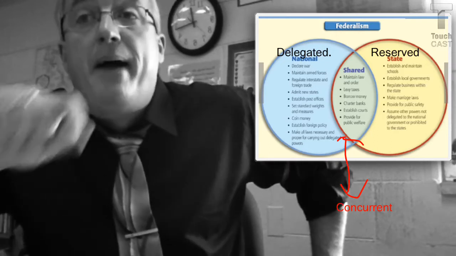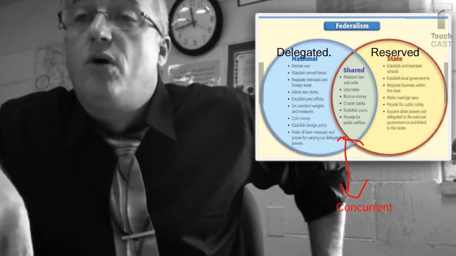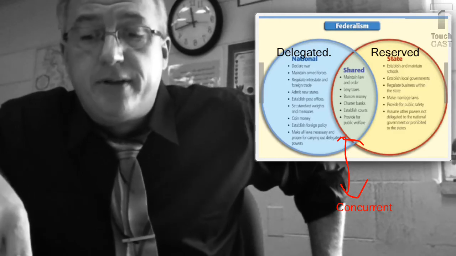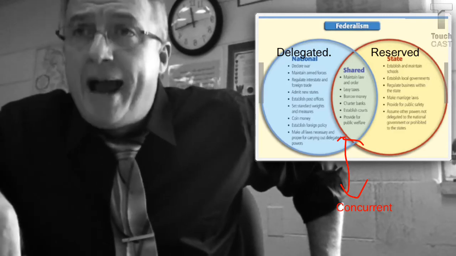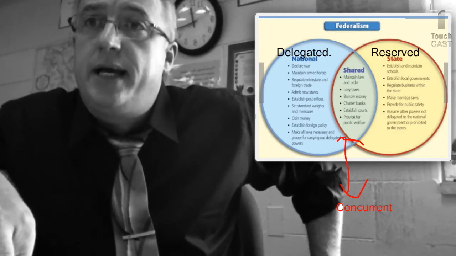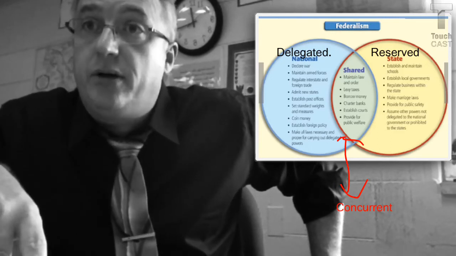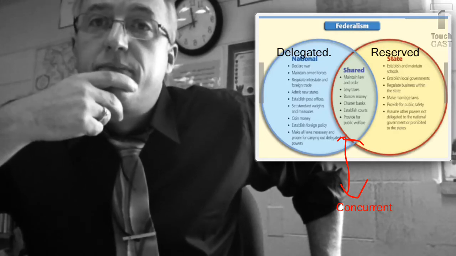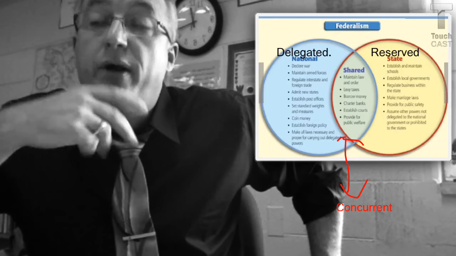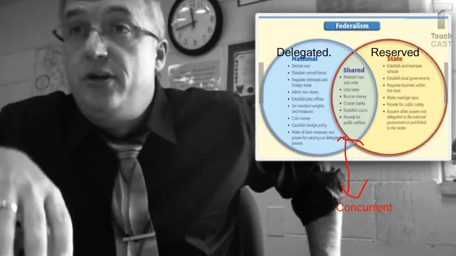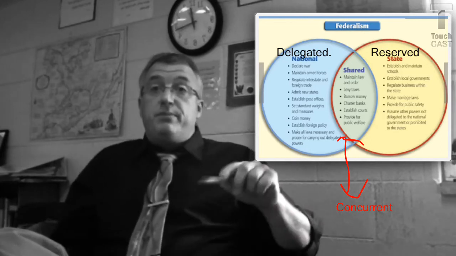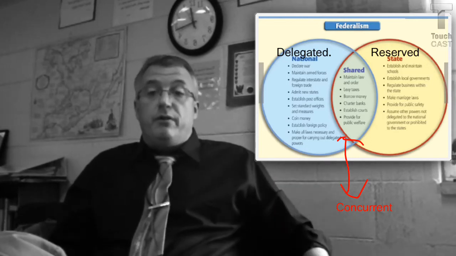All right, the powers kept by the states are called reserved powers. We reserve those powers for the states. These are things like marriage, driver's licenses, and education. Okay, public education is a state responsibility. Again, reserved. And anything that's not enumerated or delegated to the federal government or explicitly denied to the state could be a reserved power.